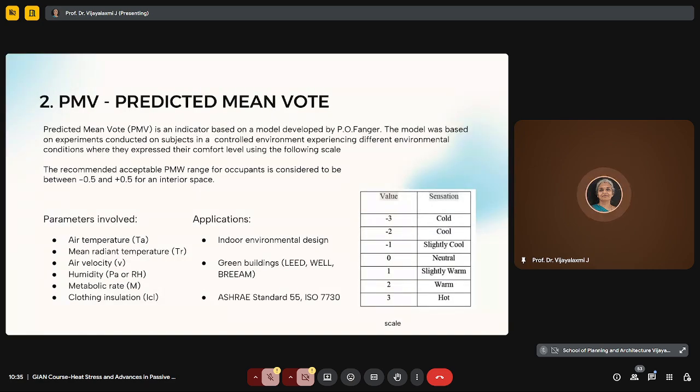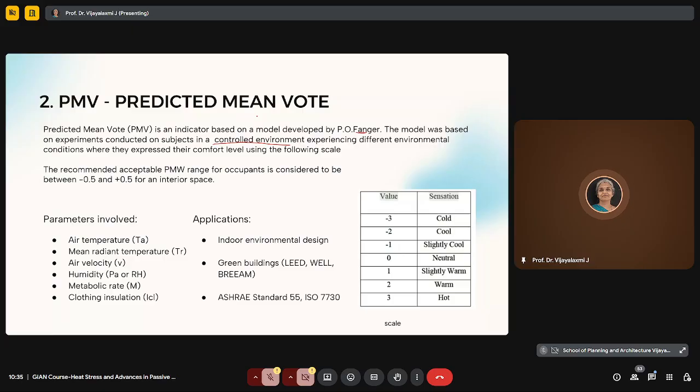Then we have the predicted mean vote method, where it is an indicator based on a model by Fanger, and the model was based on several experiments which were conducted in controlled environment experiencing different environmental conditions.